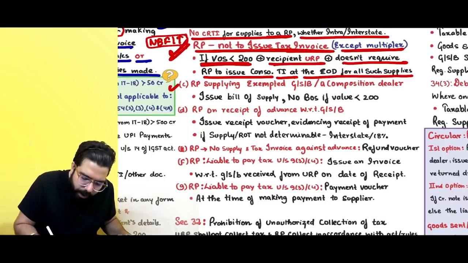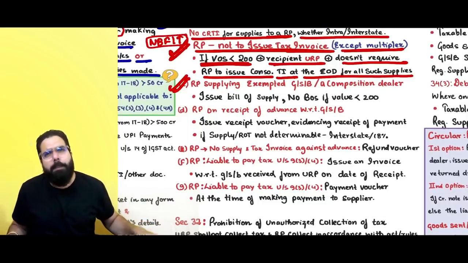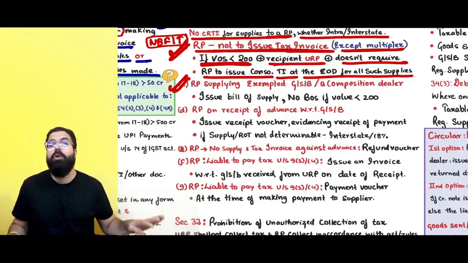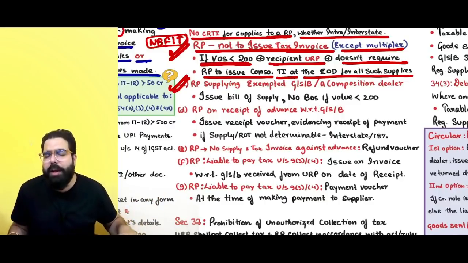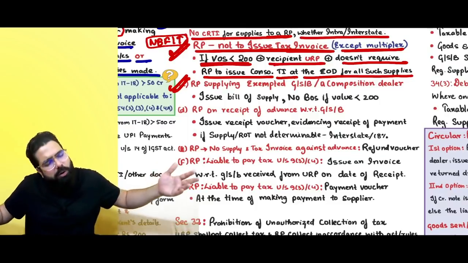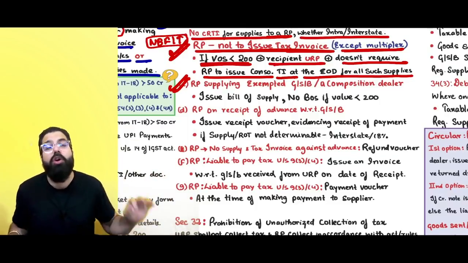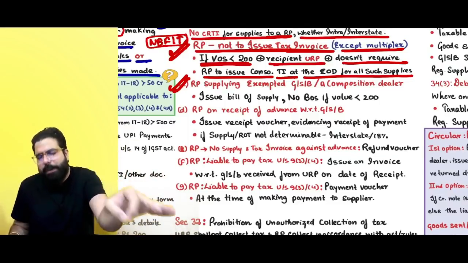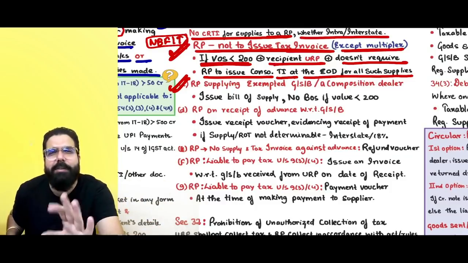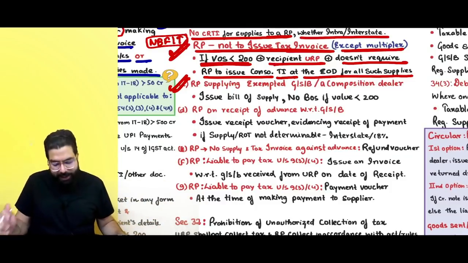Done. Sir, if I am a person supplying exempted goods, or I am a composition dealer, or supplying exempted goods, then I don't have to issue a tax invoice because I am not going to charge any tax. I should issue a bill of supply, and the bill of supply also is not required if the value of supply is less than 200.